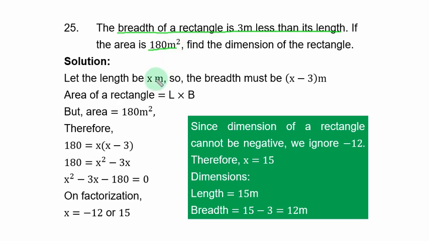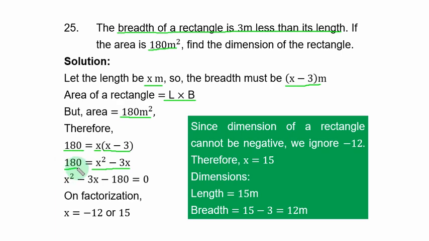So let the length be s meters, so the breadth must be s minus 3 meters. For a rectangle, the area is length times breadth. Now the area is given to be 180 square meters. Therefore, you have the area, which is length times breadth. So if we expand the right hand side, you have s squared minus 3s. Then 180 on the left hand side.